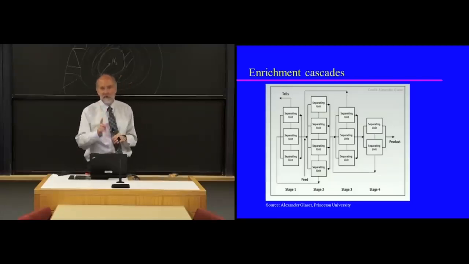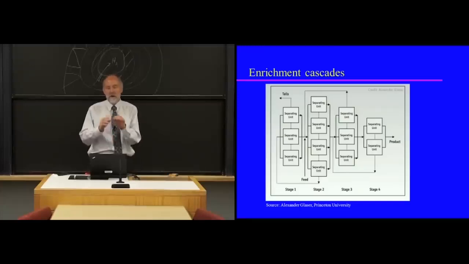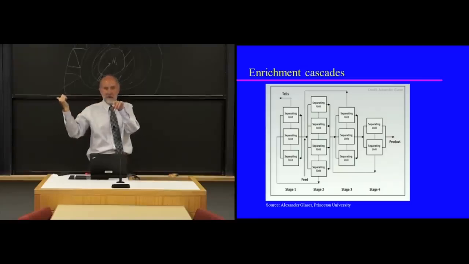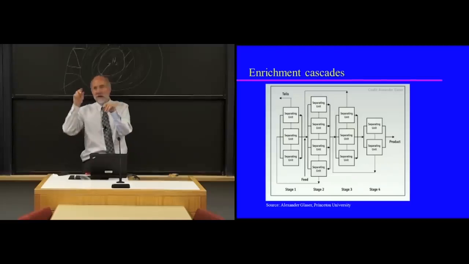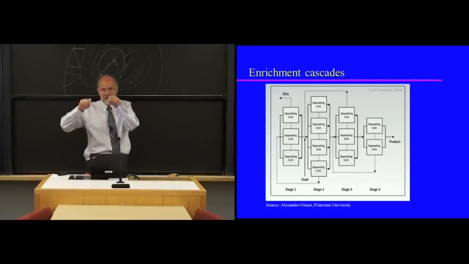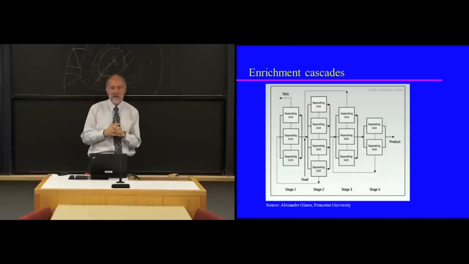more or less in the middle of the cascade, and then the stuff that is a little bit more enriched goes toward the product end of the cascade and gets more and more and more enriched at each stage. And at each stage, the stuff that's a little bit less enriched gets fed back to the previous stage so that you can strip more of the stuff out.